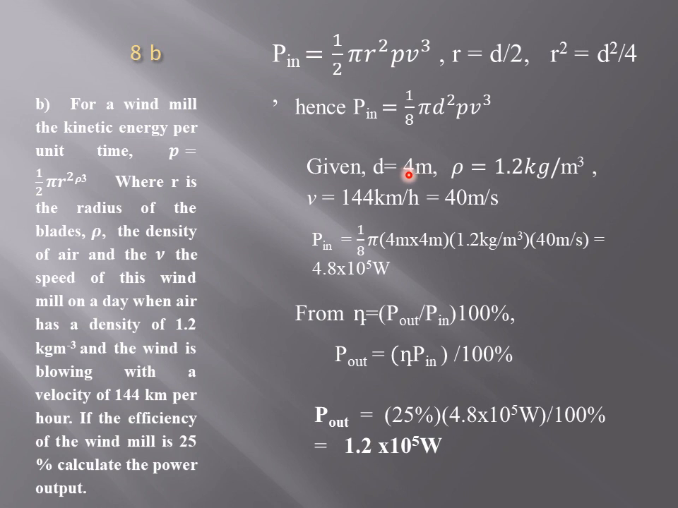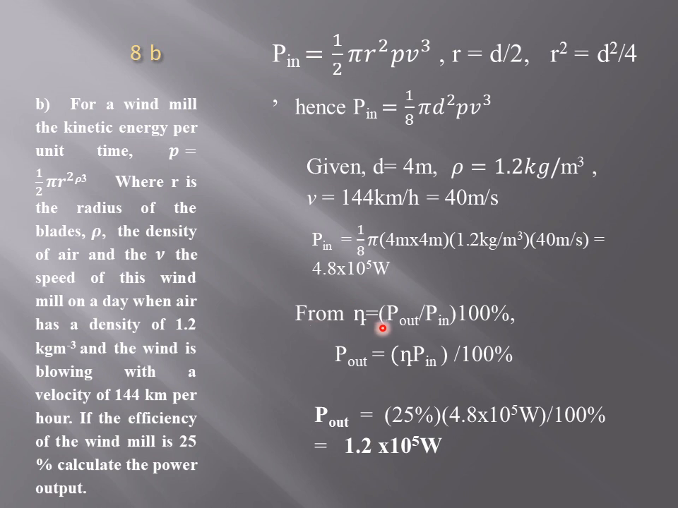Given that the diameter is 4 meters, the density is 1.2 kilograms per meter cube, the speed is 144 kilometers per hour, which when converted gives you 40 meters per second. It implies that the power input is equal to 1/8 pi times diameter squared, which is 4 times 4, times density times the speed to the power cube. It will give us 4.8 times 10 to the power 5 watts. This is the power input.